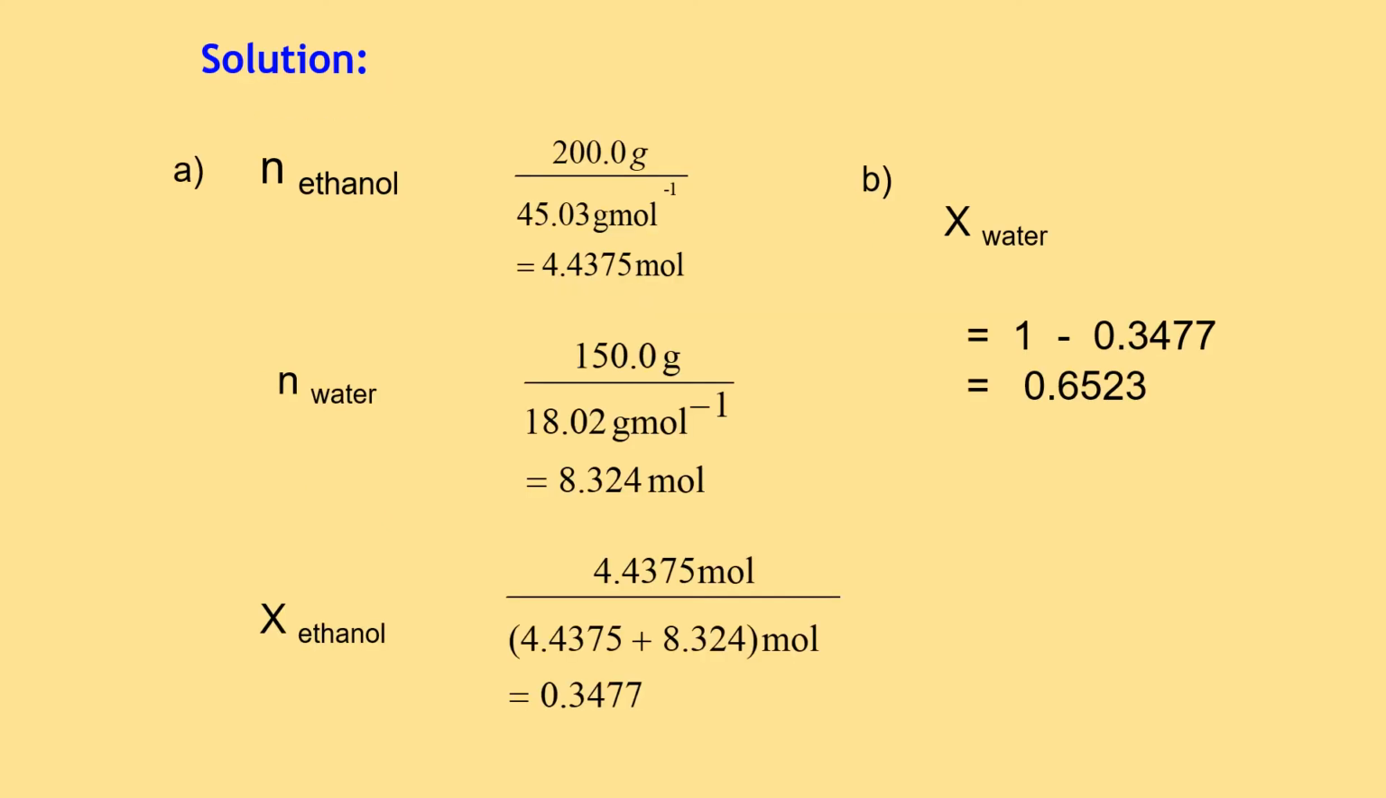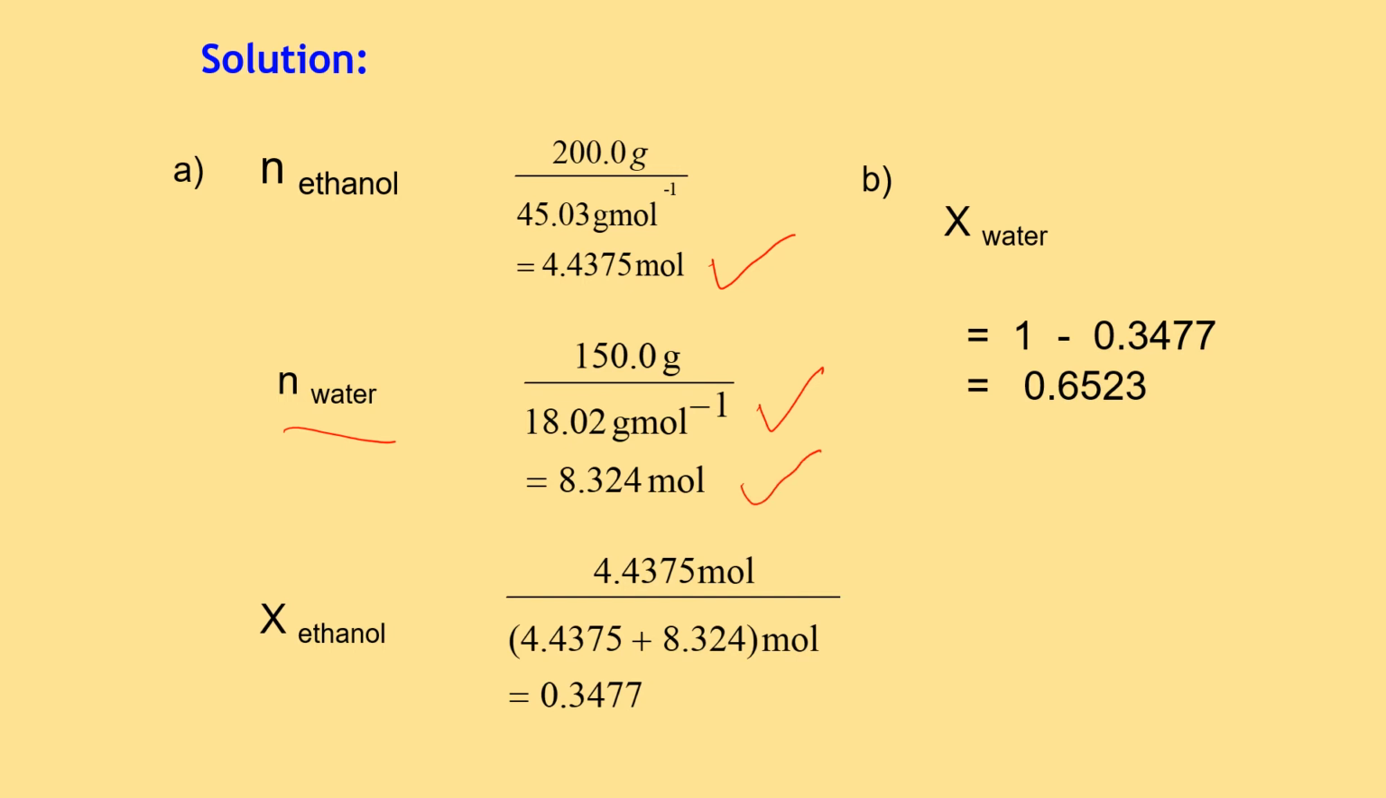Okay, for the solution, first is to find the number of mole of ethanol. So insert the value of mass divided by the molar mass of ethanol, and you have the answer of mole, which is 4.4375 mole. And then find the mole of water. Insert the mass of water, which is 150 gram, divided by the molar mass of water, which is 18.02 gram per mole. And you have the mole of water, which is 8.324 mole.